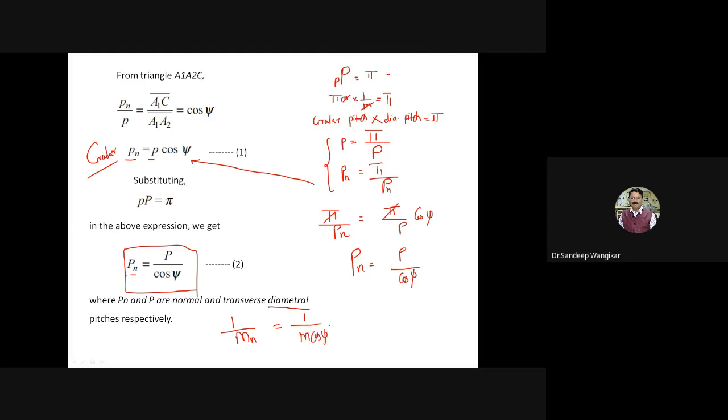So what will I ultimately get? I will get mn is equal to m into cos of psi. If we substitute 1 by m in this expression, you will get mn is equal to m cos psi, where mn stands for the normal module and m stands for the transverse module. Here we are converting everything into normal because we have considered the section at transverse and this section at normal.